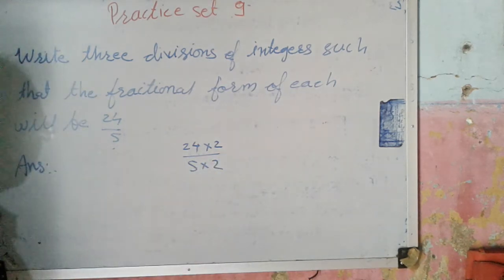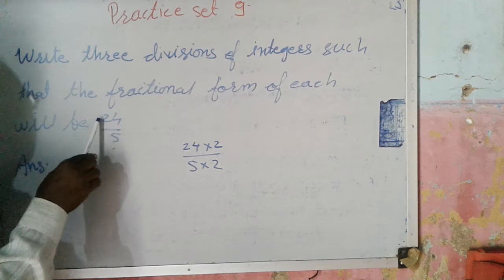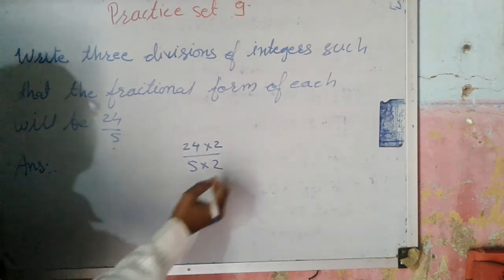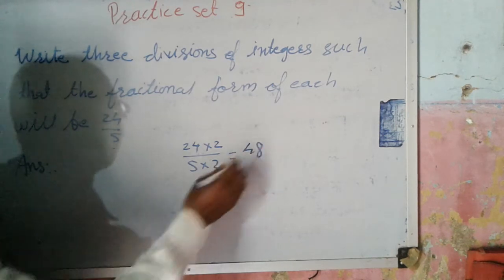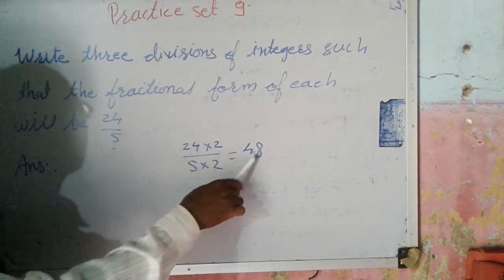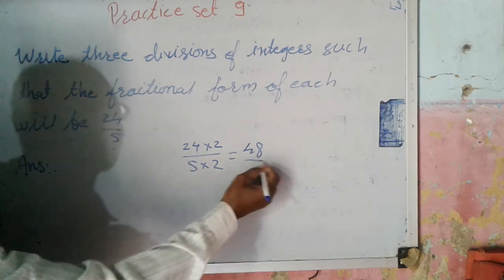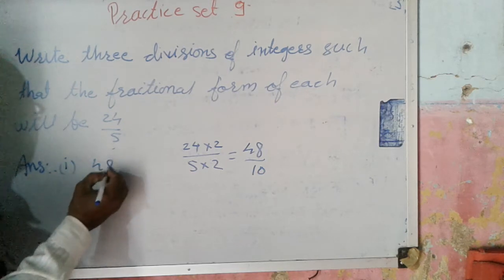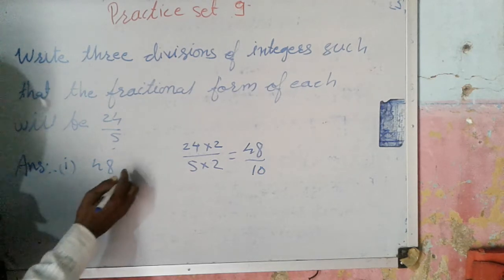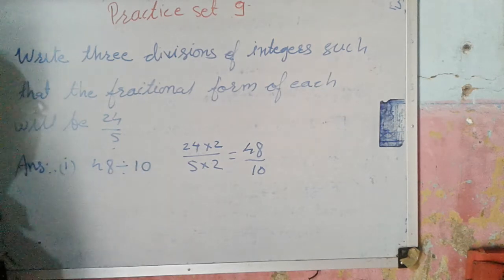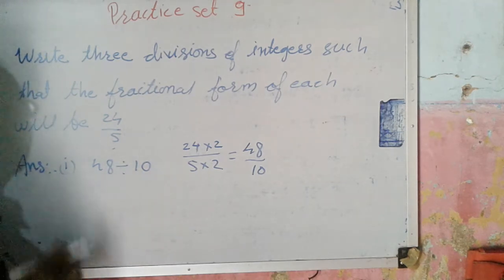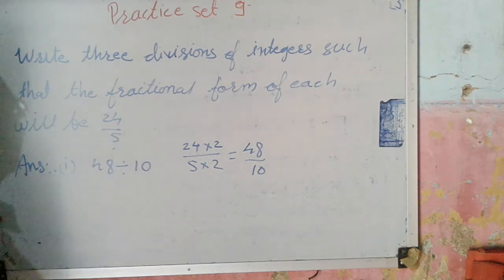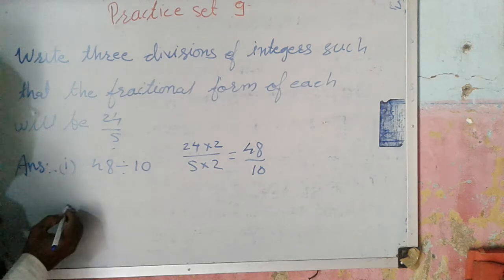That means multiply both numerator and denominator by the same integer. So here we get 24 into 2, 48, and 5 into 2, 10. So this is one pair. 48 divided by 10. If we divide this, the quotient will be 24/5. Okay. Now second.